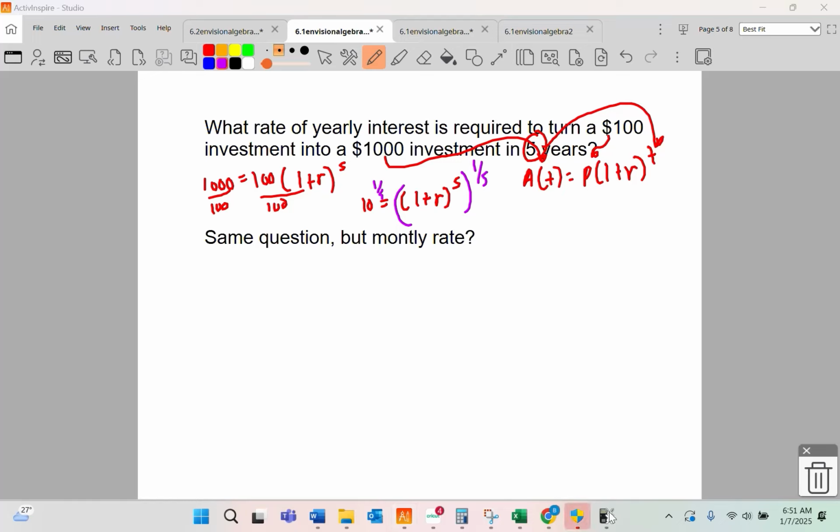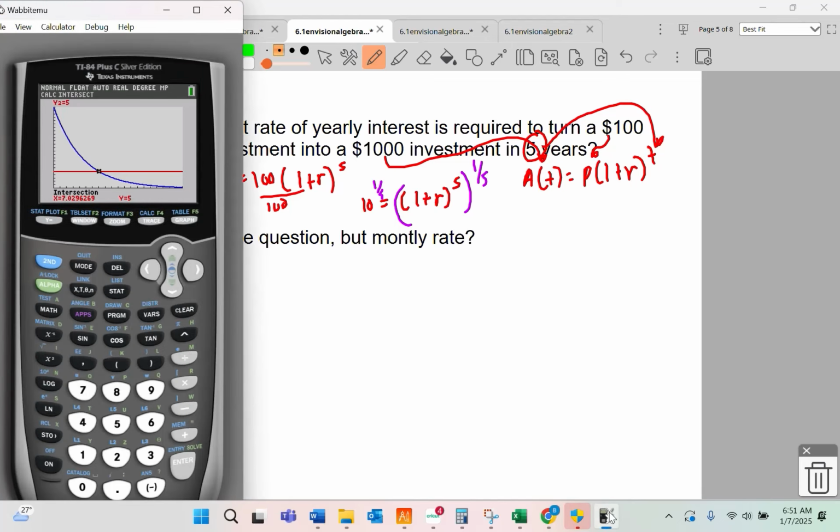So let's see what 10 to the 1/5 is. By the way, remember, you can do this in Desmos if you don't have a calculator. You can go to Desmos, type in 10 to the 1/5. It'll work beautifully. It's 1.5849.